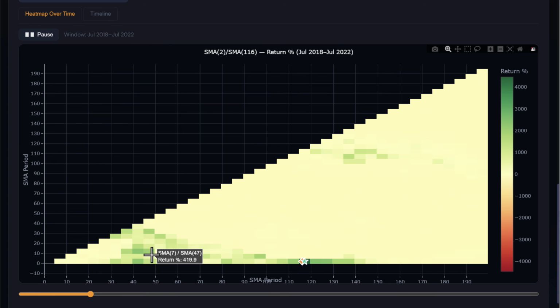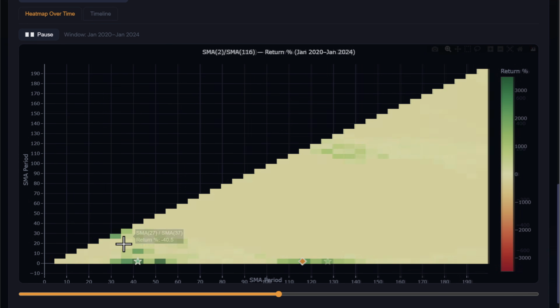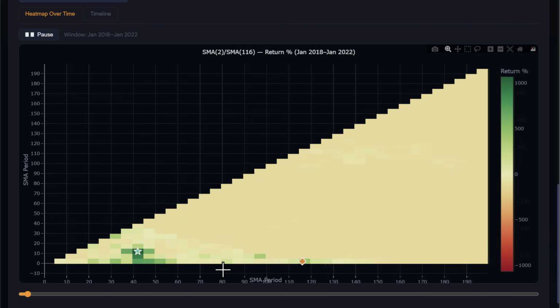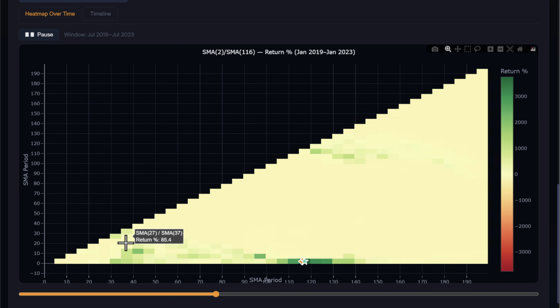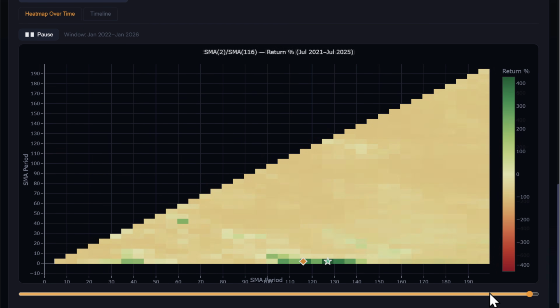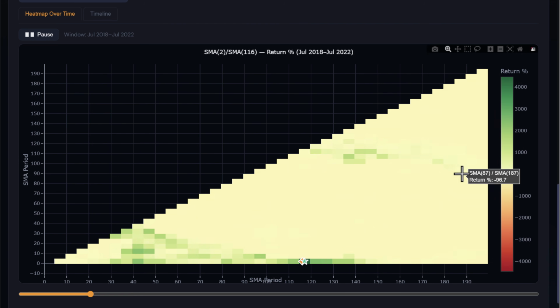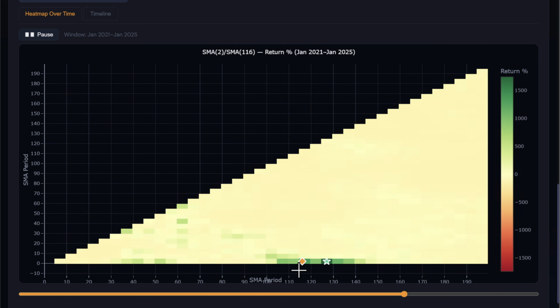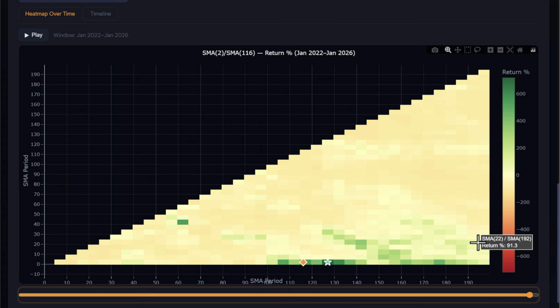Now we see here in the early days that this is mainly the green area, and we see then in the later years how this area becomes more profitable. It seems like in the early days it was mainly the shorter term moving averages that did well, and then as time progressed, as we get closer to today, there's more and more green on the right side and more green here at the bottom. So I do think, just looking at this analysis over here, that we should rather err on the side of longer term moving averages between 110 and 200 in combination with something between 0 and 30.